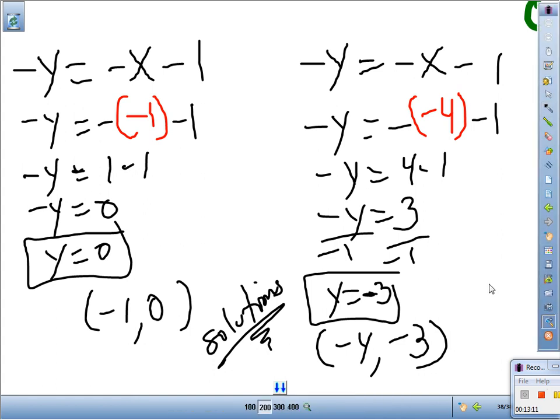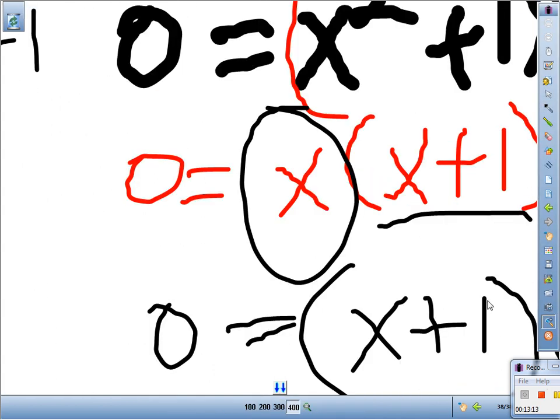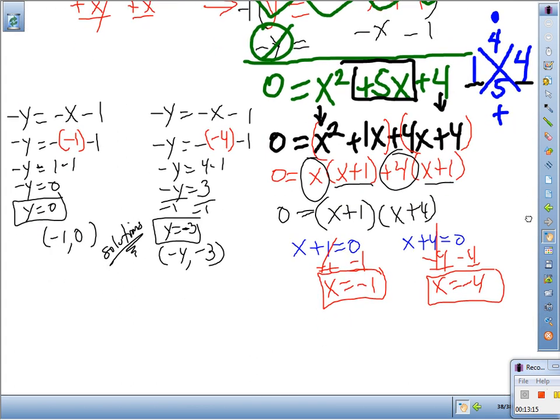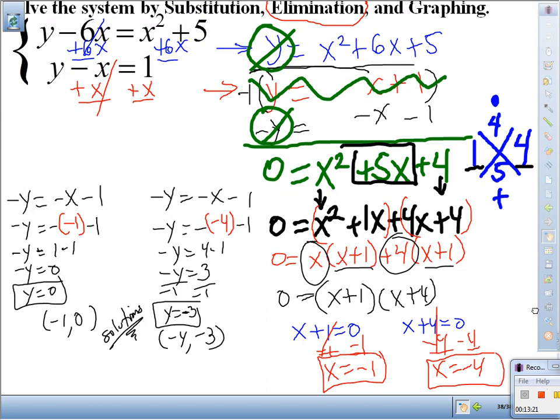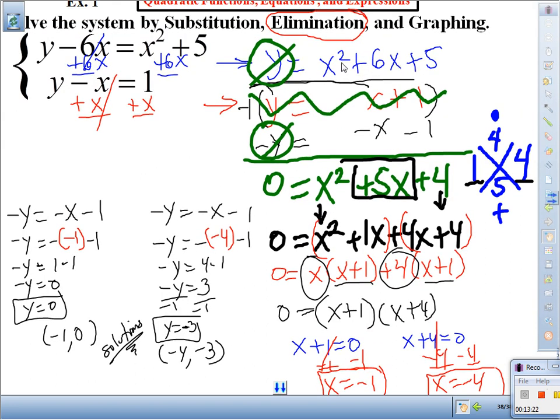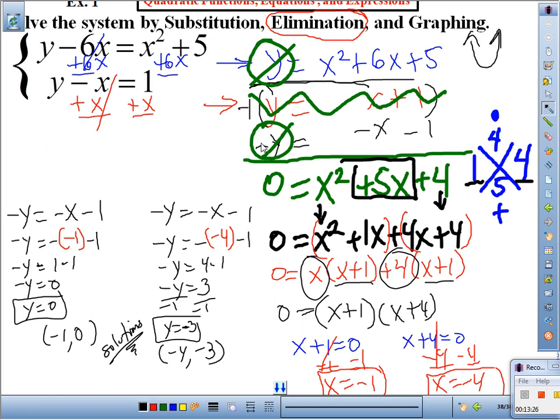So, let me zoom out. Now look at that. Some of you are like, Mr. Q, how come we're getting 2? Well, let's look at the type of equation that we have. What is this one? A parabola. What is this one? A line. So that means this line intersects that at 2 points. Yeah, that's pretty possible.